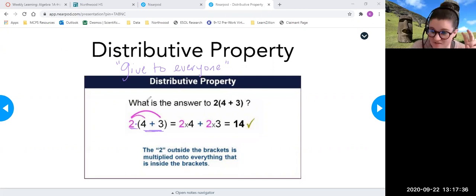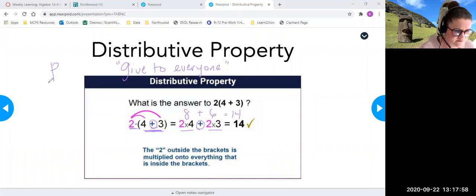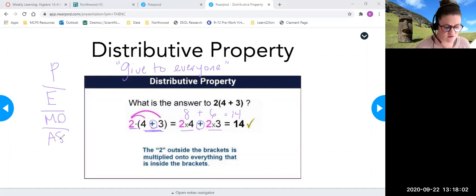So if I want to give this multiplication to everyone, I'm going to say 2 times 4 plus 2 times 3. Right? Well, what is 2 times 4? That's 8. 2 times 3 is 6. Add those together, it's 14. And some of you may say, but Ms. Homer, what about the order of operations? My Dear Aunt Sally, right? I should have done the parentheses first.